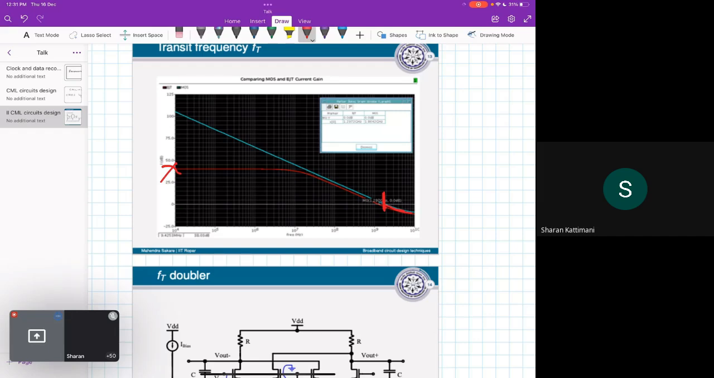For 180 nanometer CMOS technology, this is 60 gigahertz. But in 65 nanometer it is approximately 120 gigahertz. This is the maximum speed that you can achieve using this technology node.